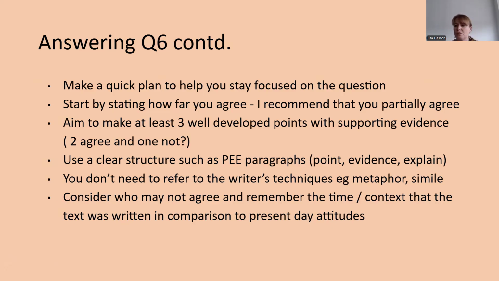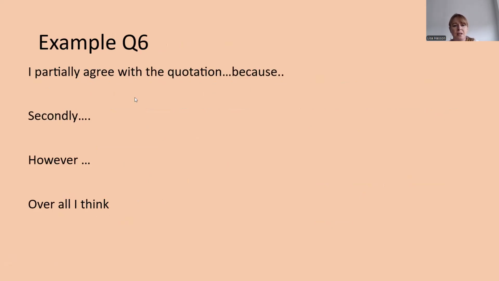You don't need to refer to the writer's techniques again, as I've mentioned before on the other evaluation questions, though you might find that a tool to do so if you are a higher level candidate, but you certainly don't need to analyse. Consider who may not agree and remember the time and the context that the text was written in comparison to present day attitudes. And that is in the structure as shown here. So: I partially agree with the quotation because, and then secondly, and then a however, and you might want an overall I think kind of statement as well at the end, just to pull your ideas together.